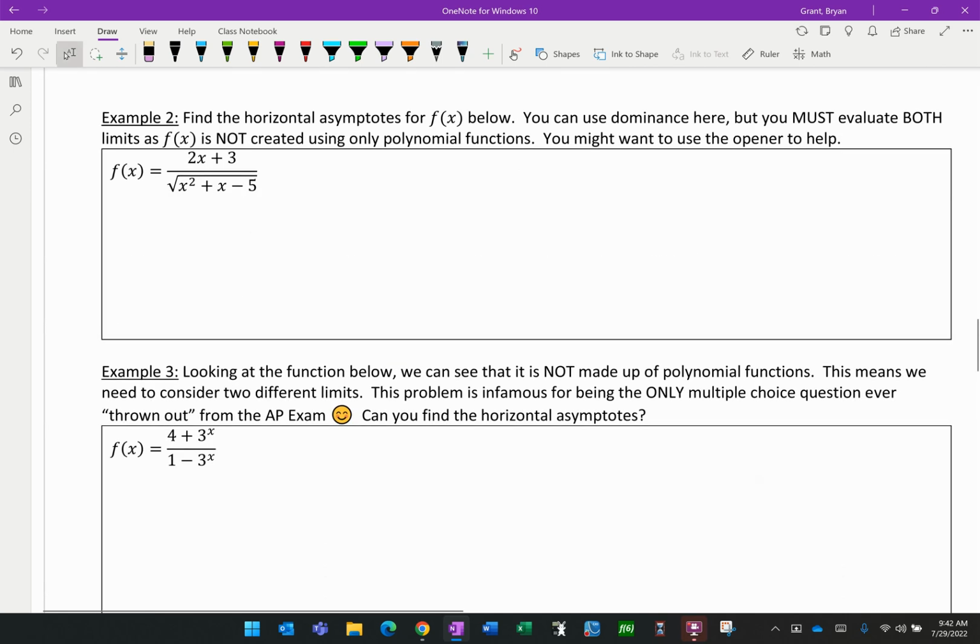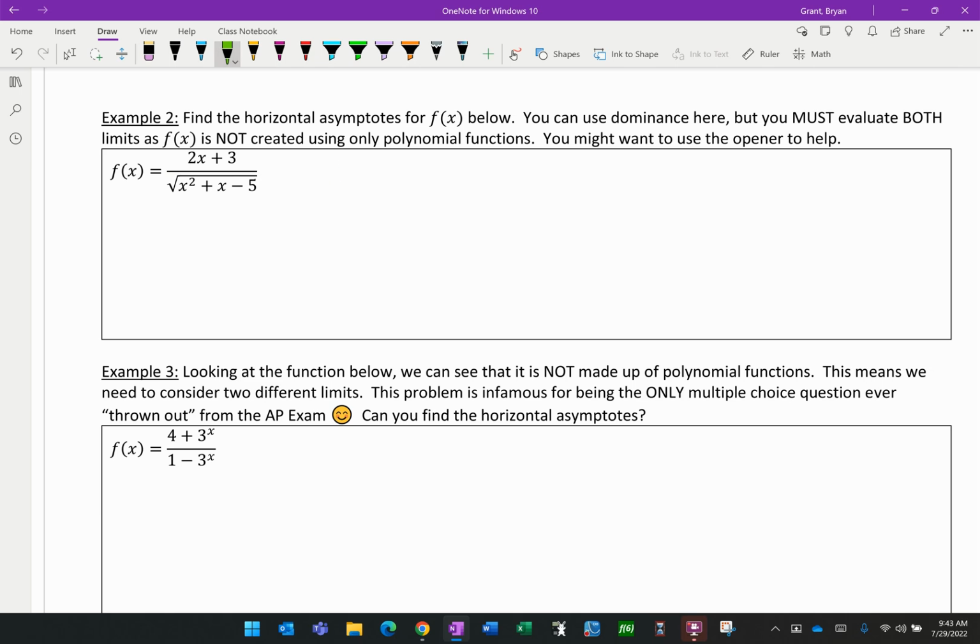So, example 2. Find the horizontal asymptote for the function below. You can use dominance here, but you must evaluate both limits, so positive infinity and negative infinity, because although 2x plus 3 is a polynomial, this square root is not. And so square roots might not have the same end behavior at positive and negative infinity. So why don't you go ahead and try example 2, and then once you're done, unpause, and we'll see how you did. Good luck.